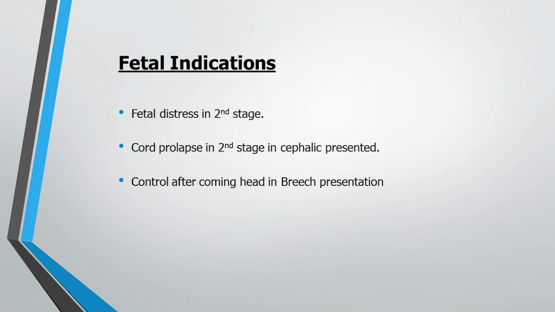The fetal indications, where the fetus is in distress in the second stage, you can begin to have fetal heart irregularities, or there's cord prolapse in the second stage, and delivery of the after-coming head in breech presentation. These are three major indications for the fetus to have a forceps delivery: fetal distress in the second stage, cord prolapse in the second stage, and delivery of the after-coming head of a breech presentation.